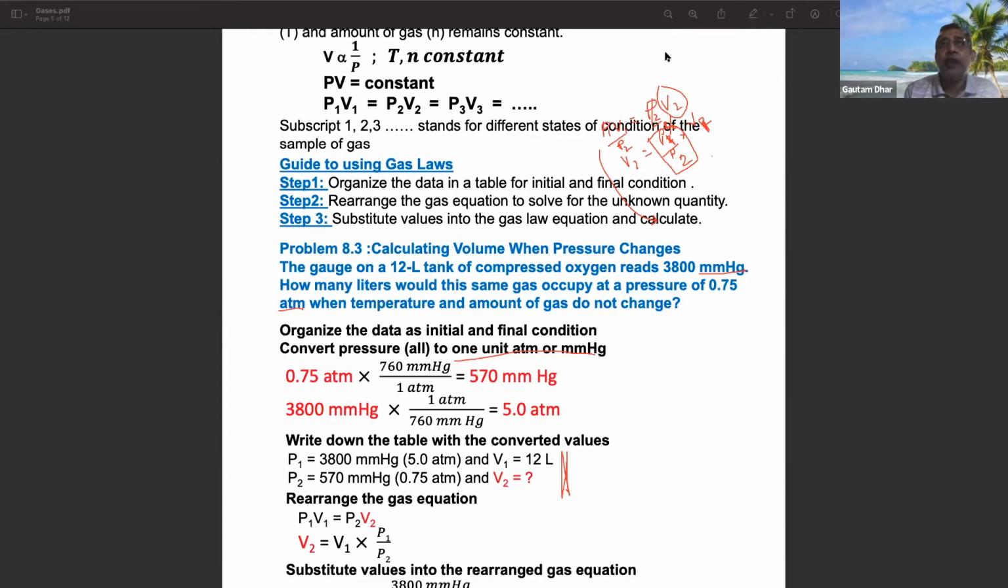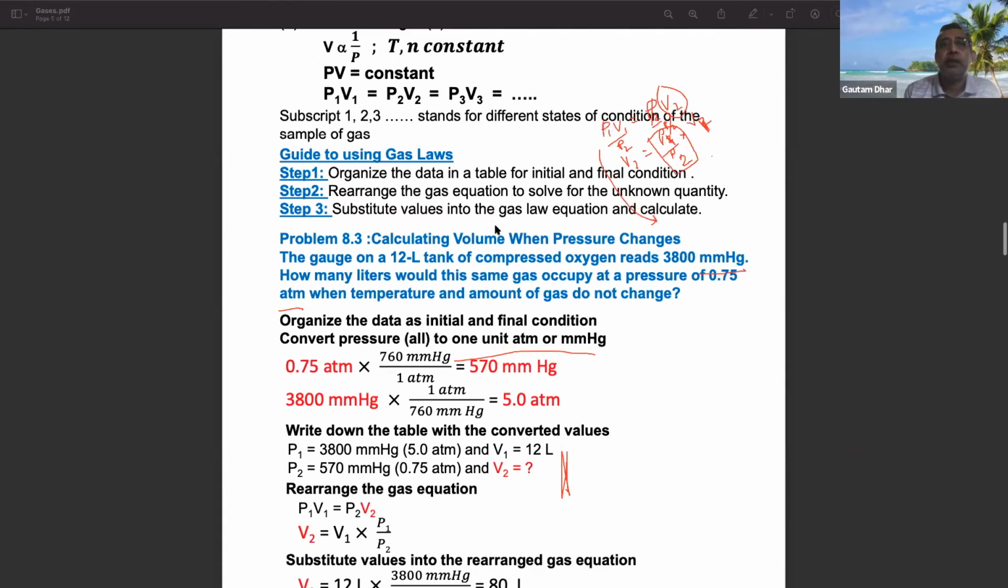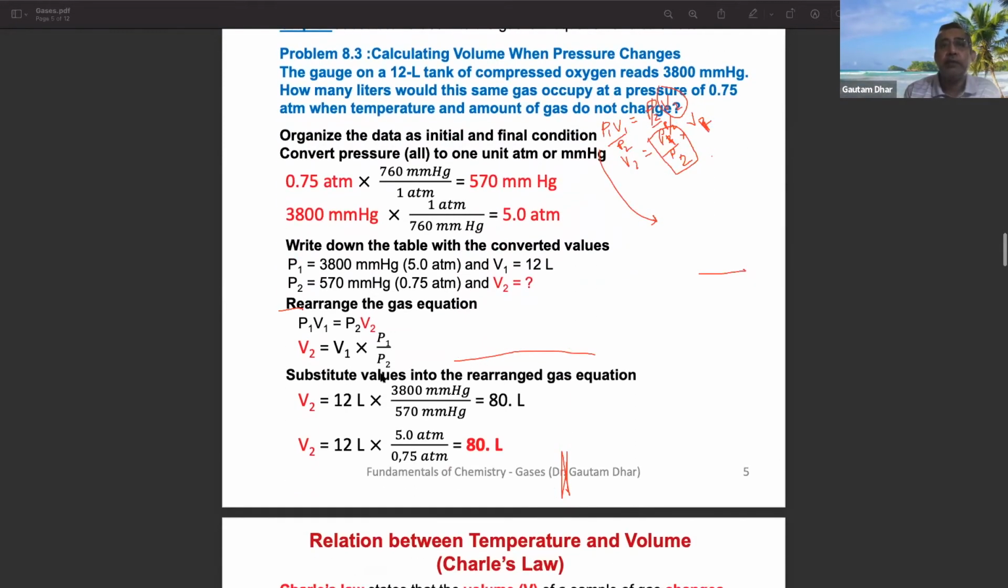Okay, and then when you do the math, simple math, the gas equations are very simple. Just don't make careless mistakes in rearrangement and things like that. And that is what usually happens. Like, I made a mistake here. So always double check. And if you follow the units, you will easily catch it. Okay. So the correct answer is 80 liter. So if I change the pressure from 5 atm to 0.75 atm, the volume will increase from 12 liter and will become 80 liter. So 80, two significant figures.